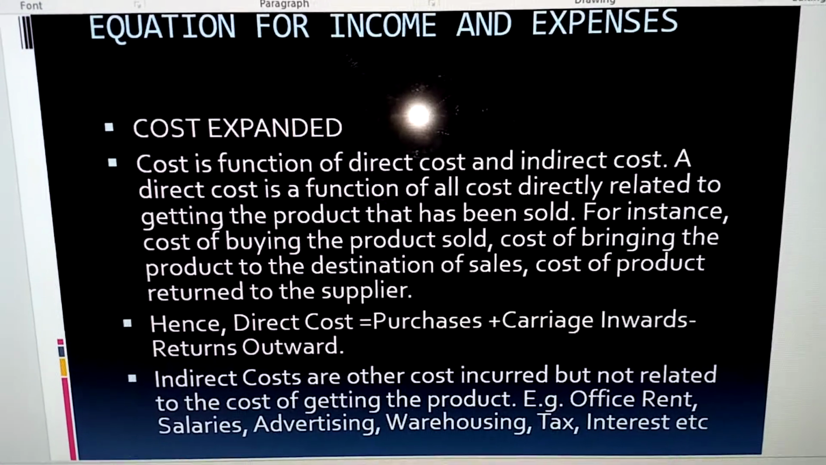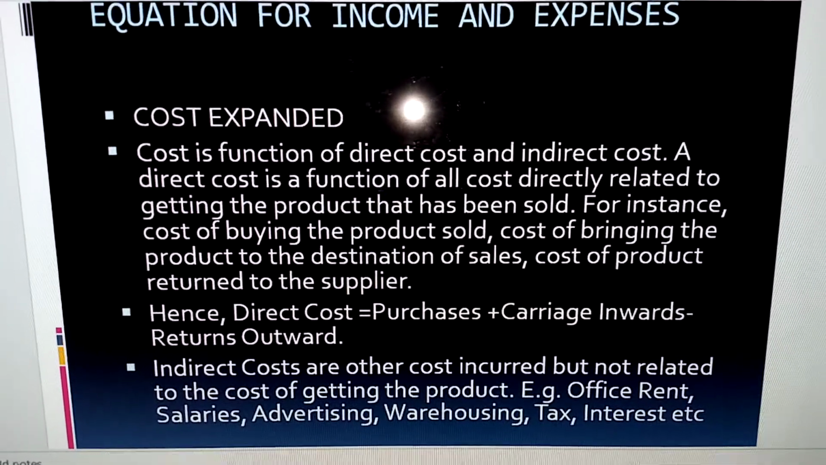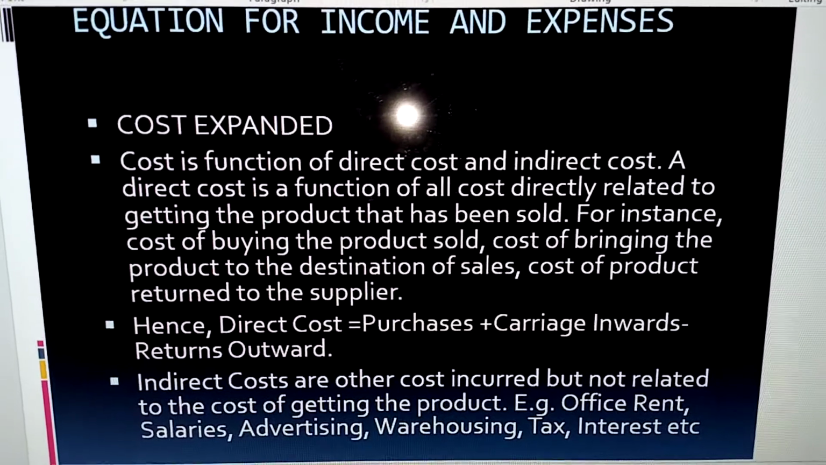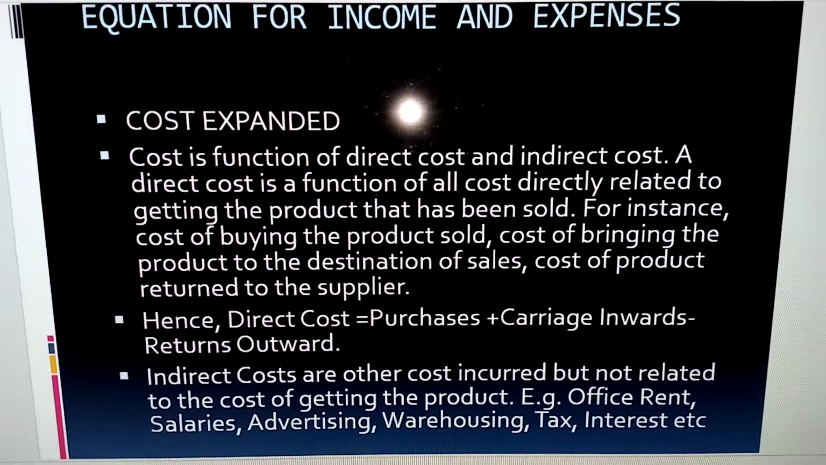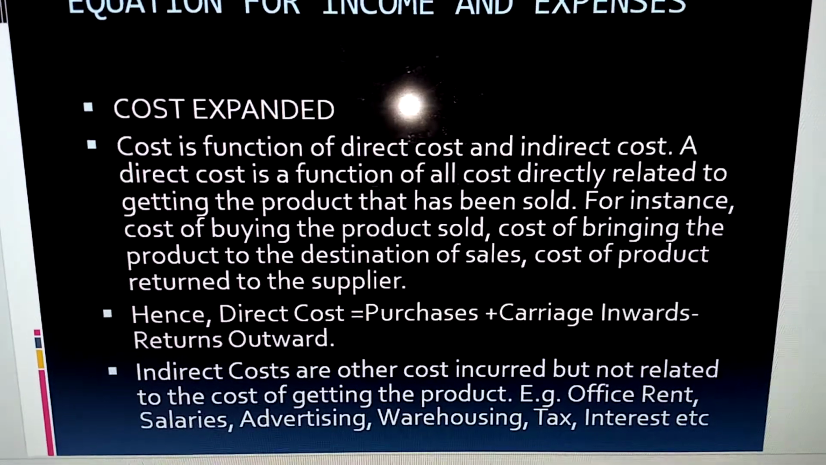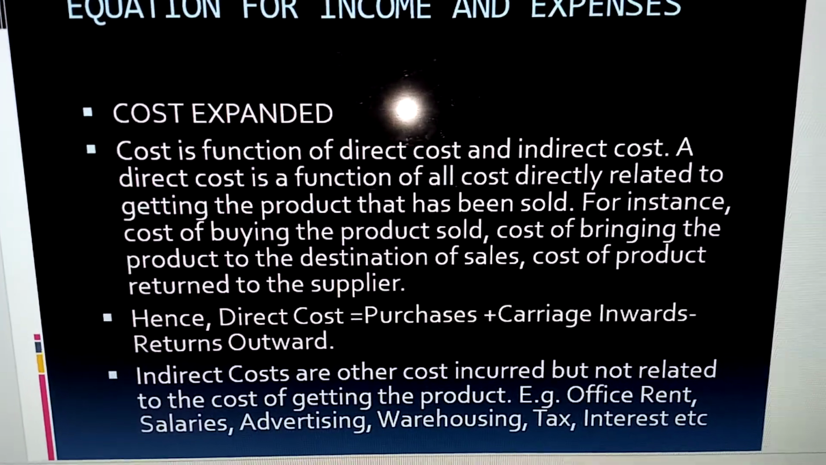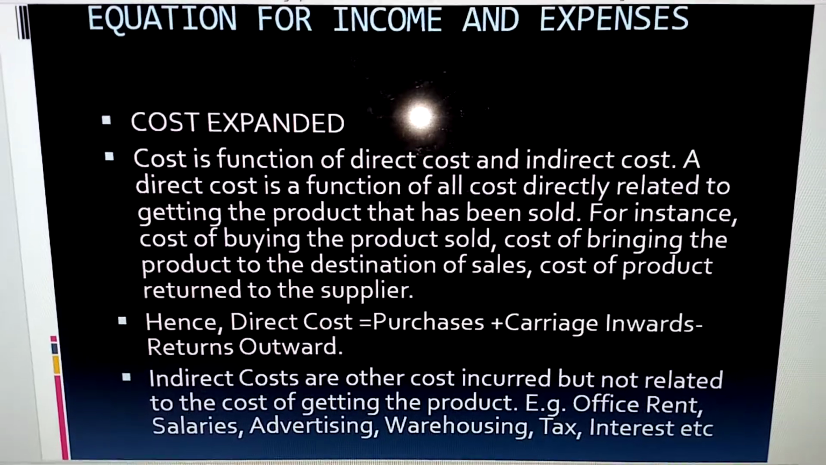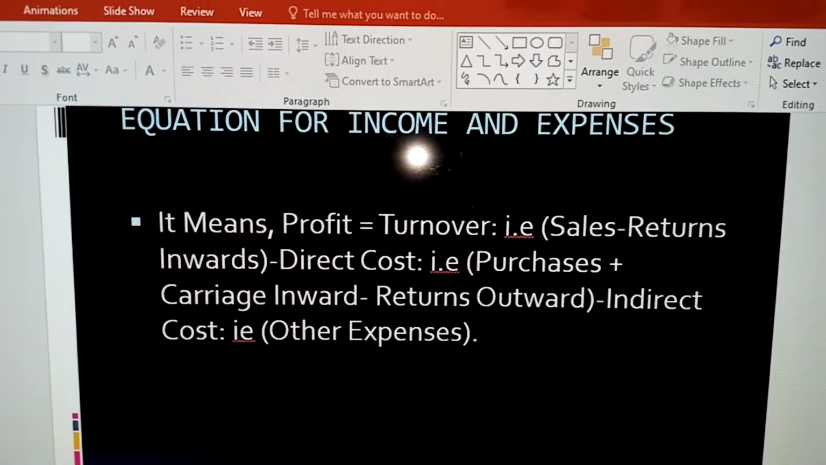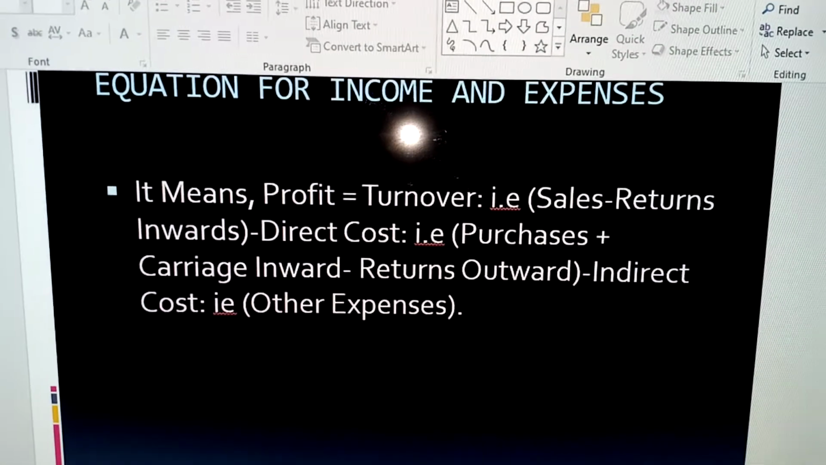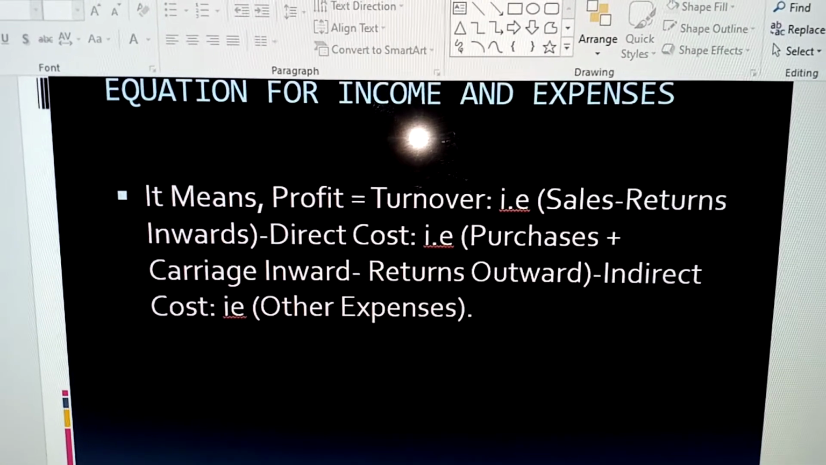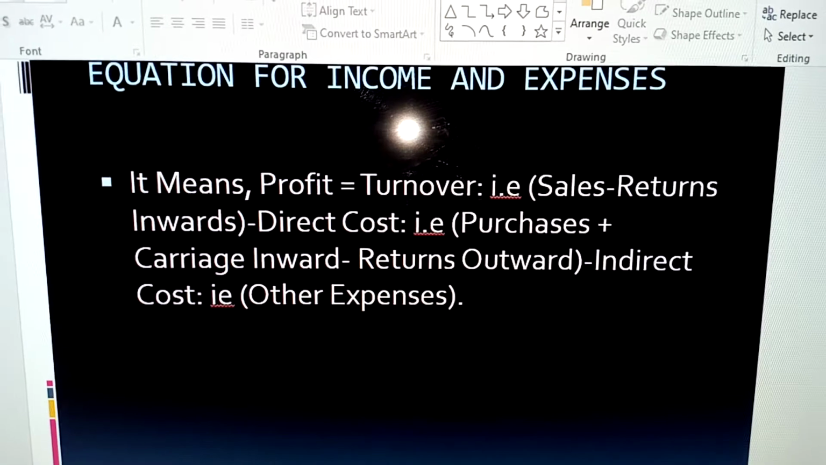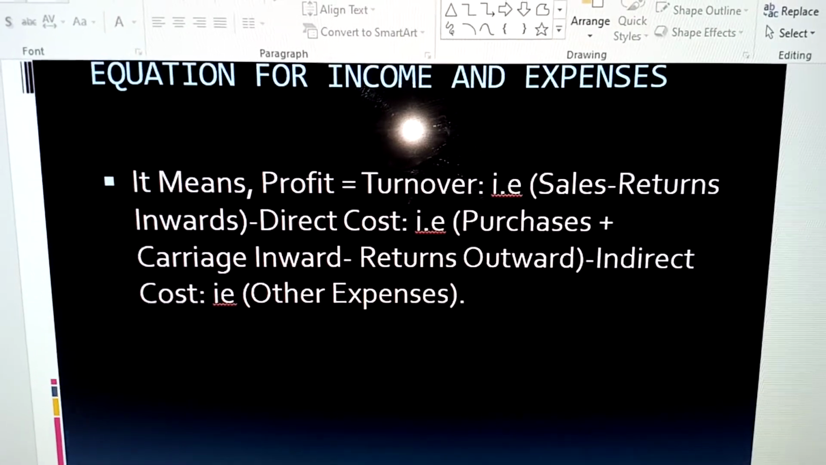Now, it means that we have expanded our cost into two, direct cost and indirect cost. We also expanded our direct cost to be elements such as purchases, carriage inwards, and return outward. And now we expanded our indirect cost to be elements such as office rent, salaries, advertising, warehousing, tax, interest, and so on. Now, having established that our turnover can be expanded and our cost can also be expanded, we can rewrite the profit equation that was simply turnover minus cost as what?